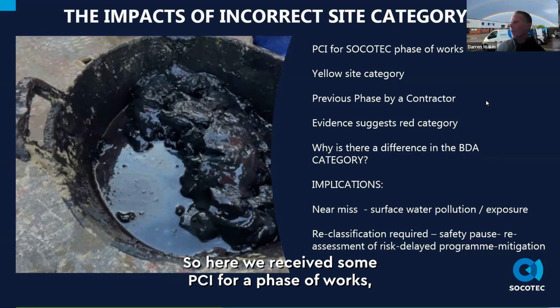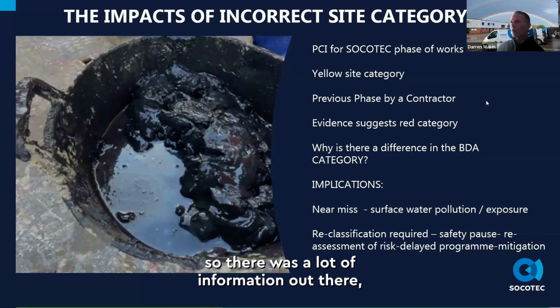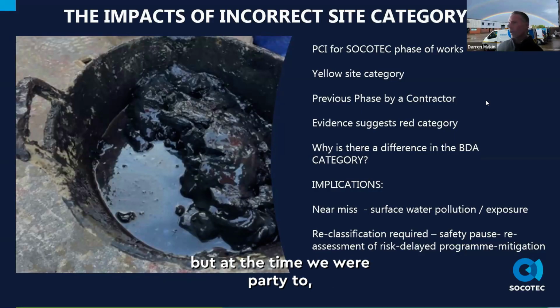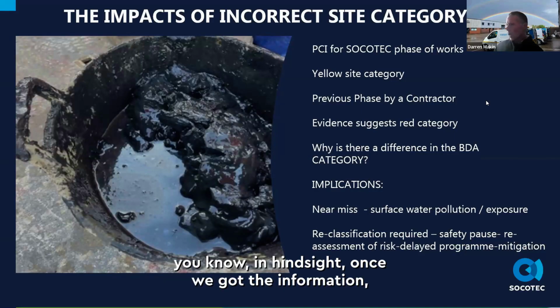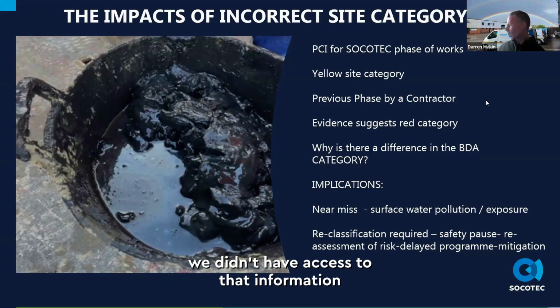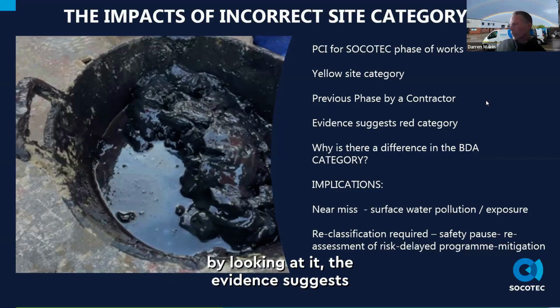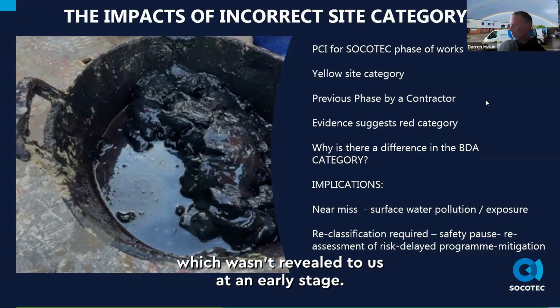So here we received some PCI for a phase of works, initially a yellow site category. There was previous work done by contractors, so there was a lot of information out there that at the time we weren't party to. In hindsight, once we got the information, because it was a different landowner, we didn't have access to it as part of the pre-mobilisation, pre-construction information. Looking at it, the evidence suggested it would have been red, because they found contamination which wasn't revealed to us at an early stage.